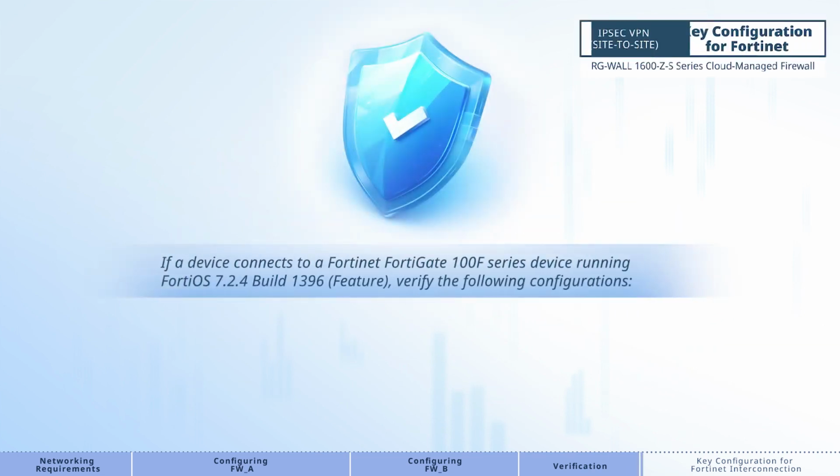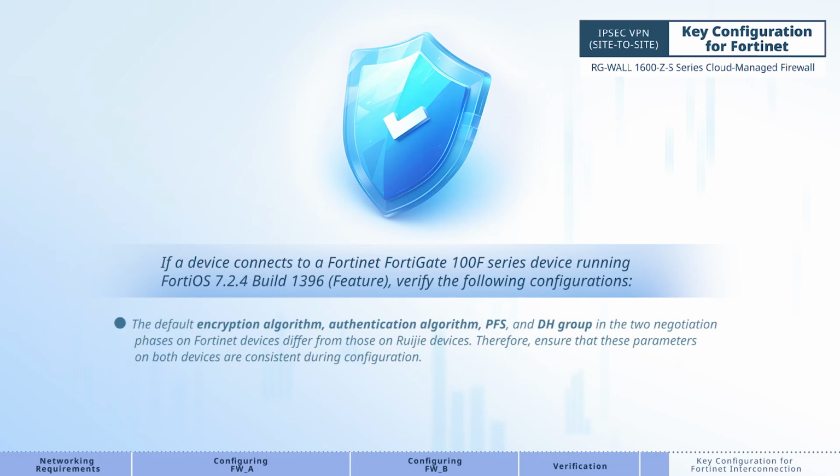If a device connects to a Fortinet FortiGate 100F series device, verify the following configurations. The default encryption algorithm, authentication algorithm, PFS, and DH group in the two negotiation phases on Fortinet devices differ from those on Ruijie devices. Therefore, ensure that these parameters on both devices are consistent during configuration.